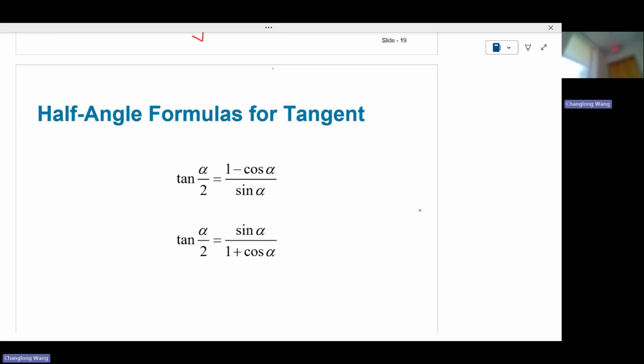Do you see that these 2 are so close to each other in form, right? Some have 1 minus cosine, some have 1 plus cosine. One is at the top, the other is at the bottom. If I ever messed up one little thing, I'll get it completely wrong. That's how bad those identities are. And that's why we need reference sheets in SAT, right? So there are things that you just have to know, right?